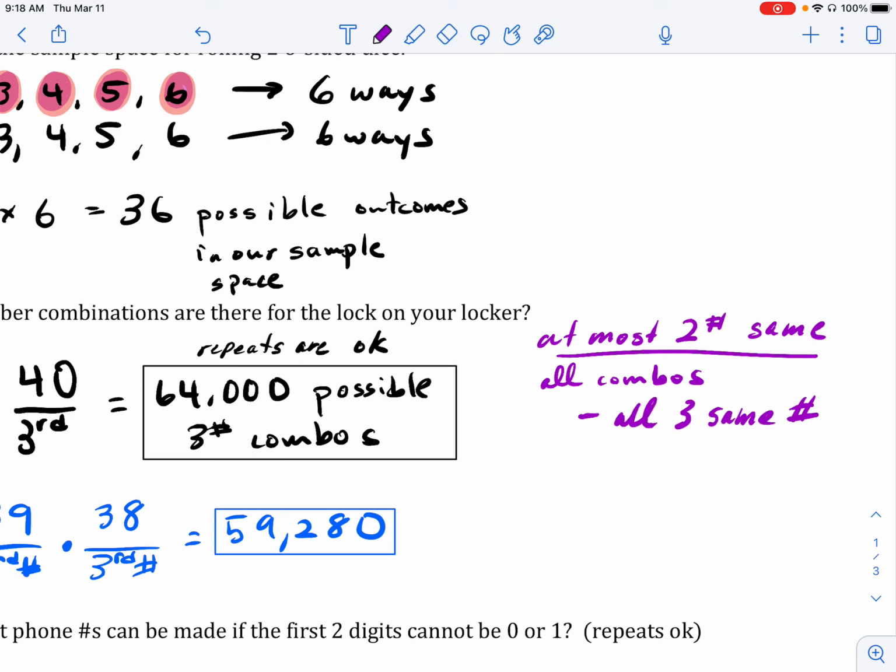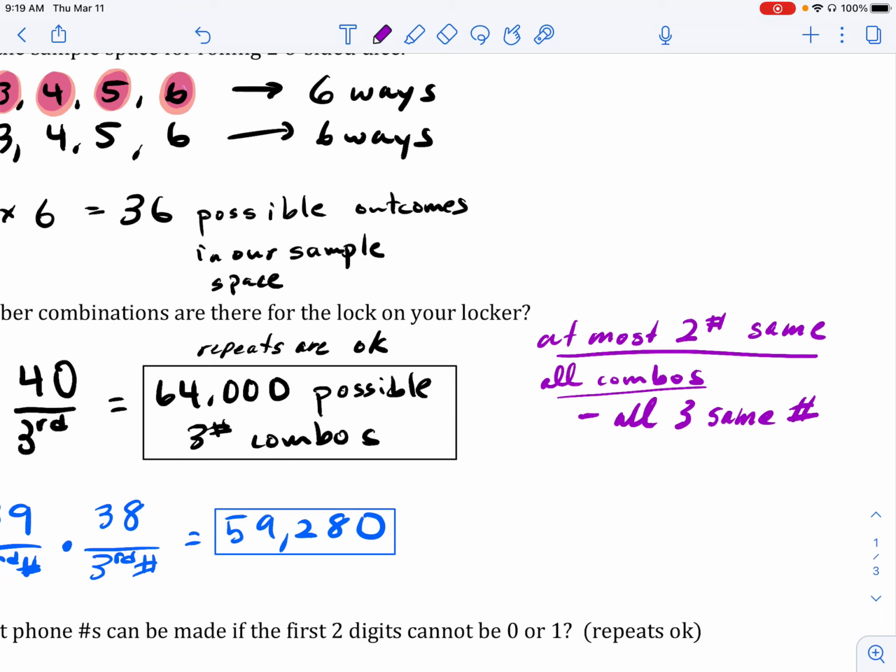So what we want to do is find all the combinations and subtract from them all the 1 1 1s, all the 2 2 2s, or the 3 3 3s, all the combinations that have all three numbers the same. If you remove those from the equation, all you're left with are the combinations where you could have at most two numbers the same. So what would that look like?